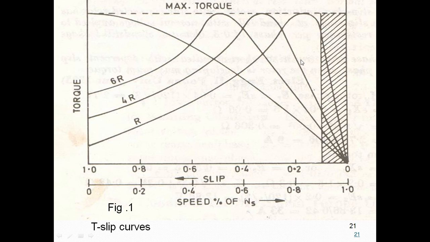So why? Because slip at maximum torque is equal to R2 by X2. So if resistance changes, maximum torque is the same, but the slip where maximum torque occurs changes. Here it occurs at 0.2, here it occurs at 0.3, here it occurs at 0.5. So it shows the maximum torque value is independent of rotor resistance, but only the location of the slip where it occurs changes.